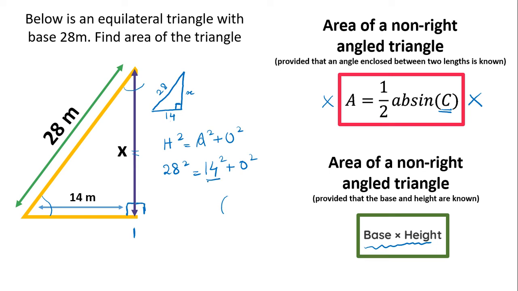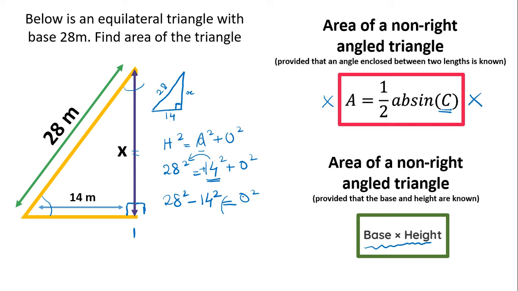Now first thing, this 14 goes to the other side. I gotta isolate this o, or the opposite. I have to isolate it in order to find it. So I'm gonna take 14 squared to the other side. Now this 14 squared is positive over here. When it goes to the other side, it turns into negative. So 28 squared minus 14 squared is equal to my o squared.